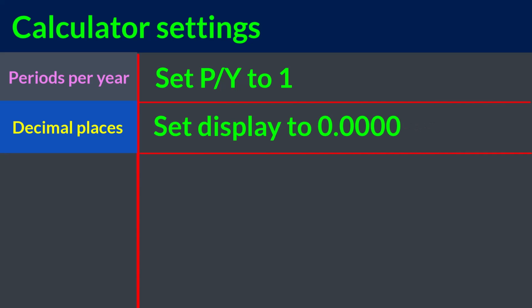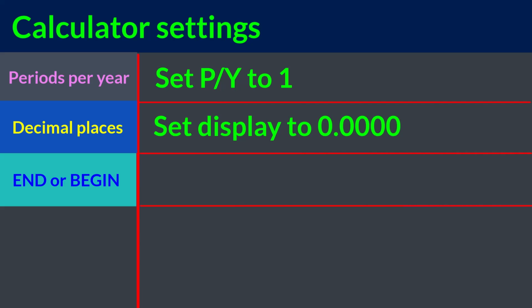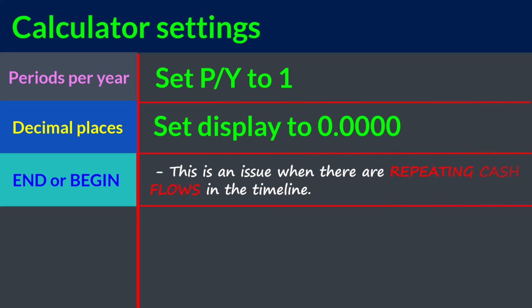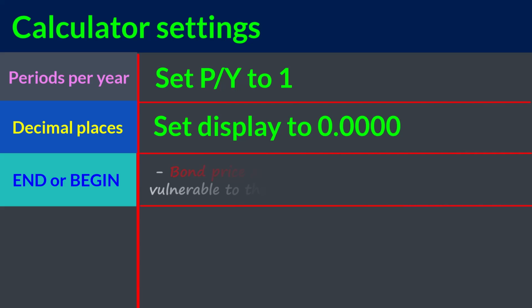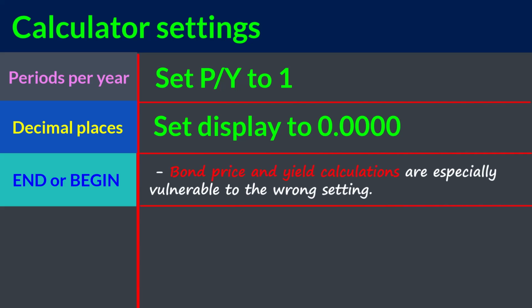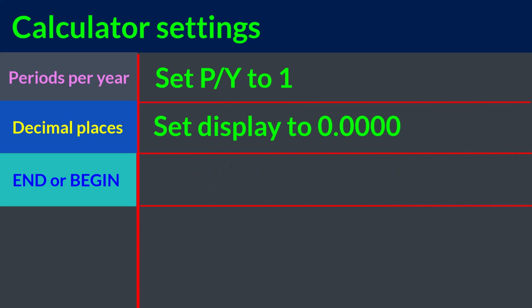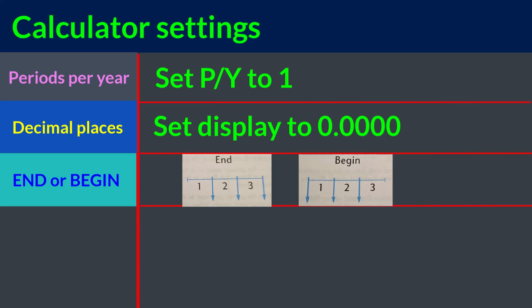Thirdly, making sure you are in the right mode, end or begin. For any situation involving periodic cash flows, such as coupon bonds or annuities, you need to confirm the end or begin mode setting of your calculator before performing any TVM calculations. In end mode, the calculator assumes that each cash flow occurs at the end of the compounding period. Conversely, in begin mode, cash flows are assumed to occur at the beginning of each period.